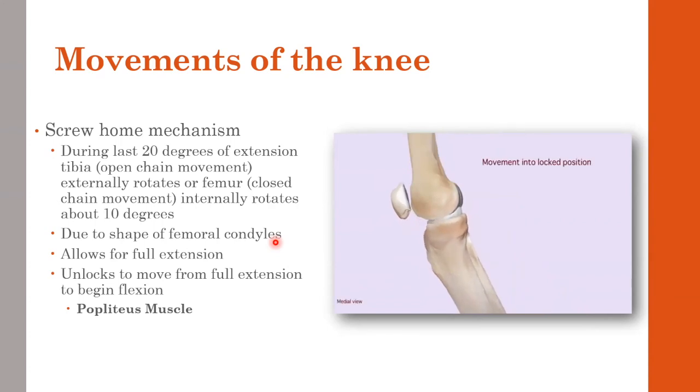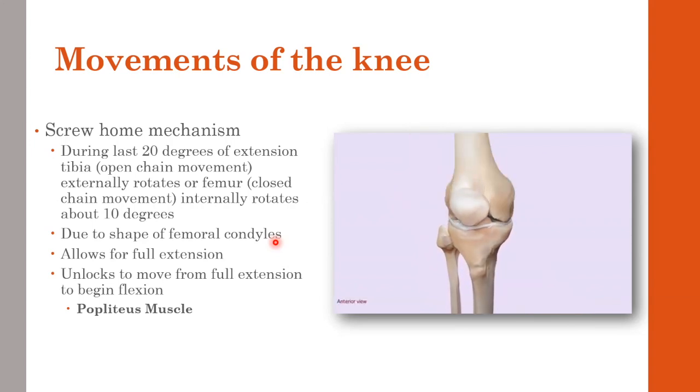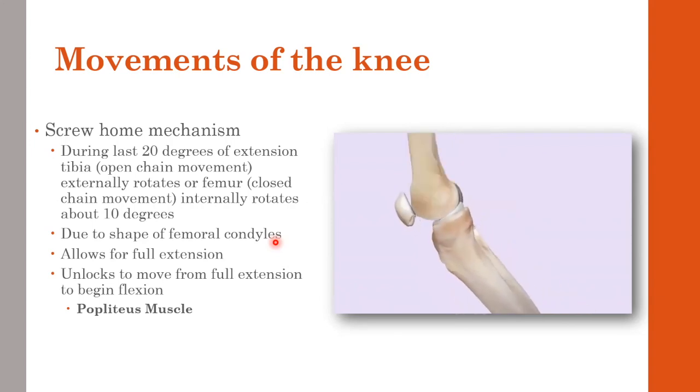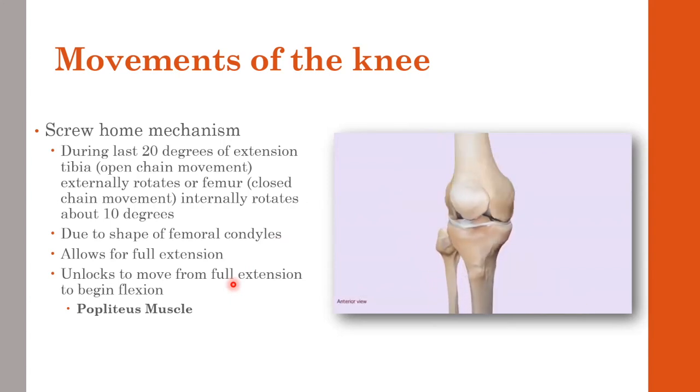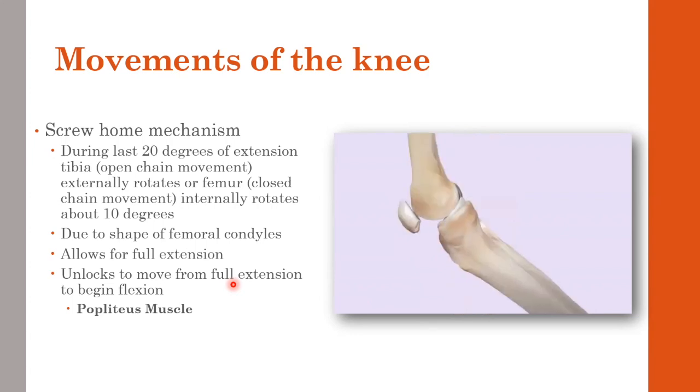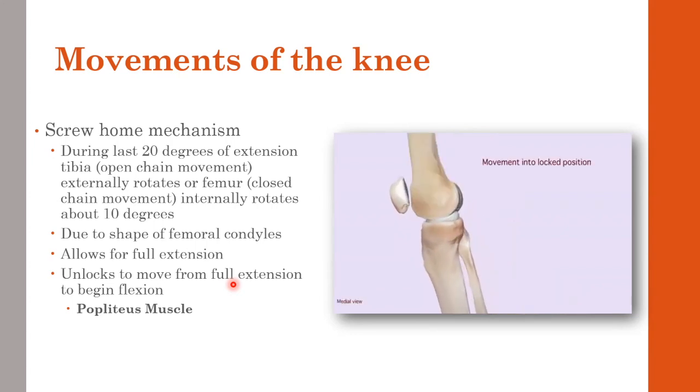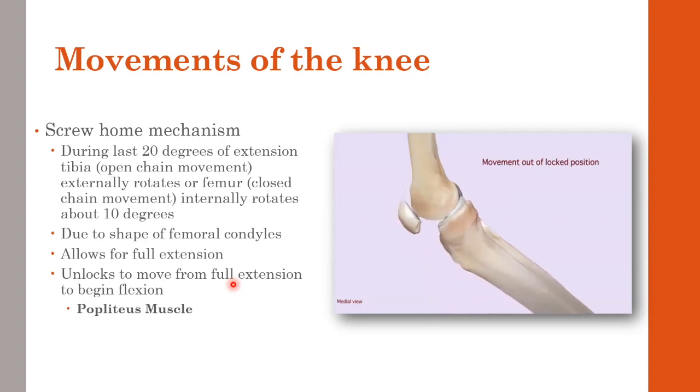So those minute internal or external rotations, depending on which bone you're analyzing, allow the femur and the tibia bone to be fully in line, which allows the knee joint to lock out during full knee extension. From that locked out extended position, the knee may also unlock, and it does so by either the tibia internally rotating in open chain movement or the femur externally rotating in closed chain movements in order to allow for knee flexion to occur.